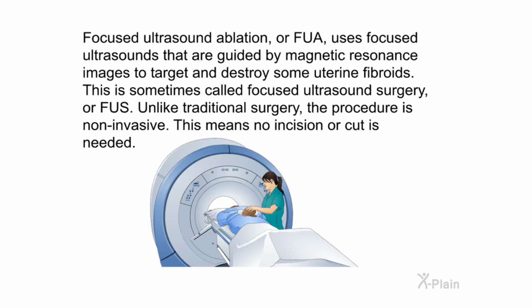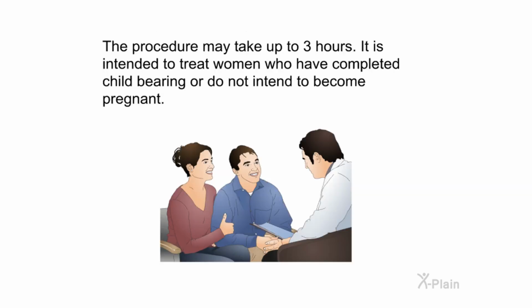Focused ultrasound ablation, or FUA, uses focused ultrasounds that are guided by magnetic resonance images to target and destroy some uterine fibroids. This is sometimes called focused ultrasound surgery, or FUS. Unlike traditional surgery, the procedure is non-invasive. This means no incision or cut is needed. The procedure may take up to 3 hours. It is intended to treat women who have completed childbearing or do not intend to become pregnant.